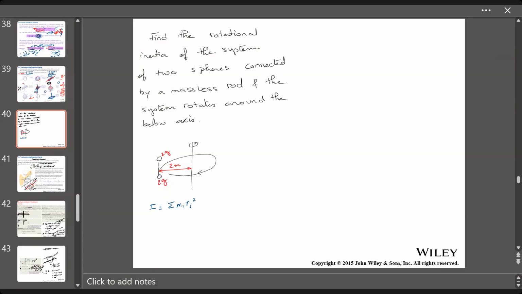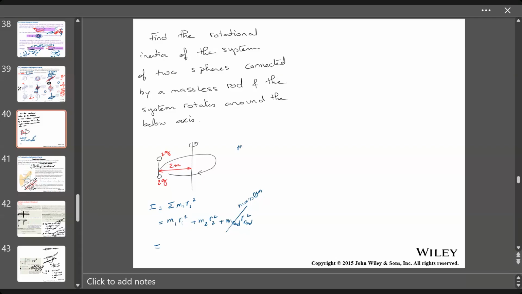Here I have two spheres. The rod is massless, so I'm gonna put the sum of m r squared for each of the particles or parts of my system. My system contains two spheres, right? So this will be m1 r1 squared plus m2 r2 squared. I can put the mass of the rod, r of the rod squared, but it is massless, so I'll cancel this out. Now the two spheres are identical, and both are at 2 meters from the axis of rotation, right? So this is really easy.